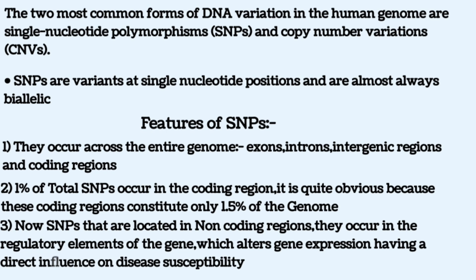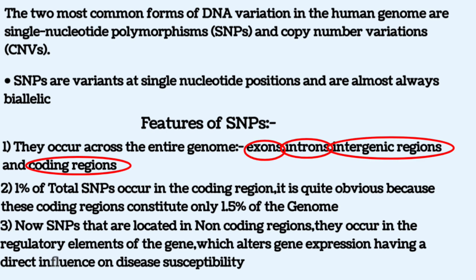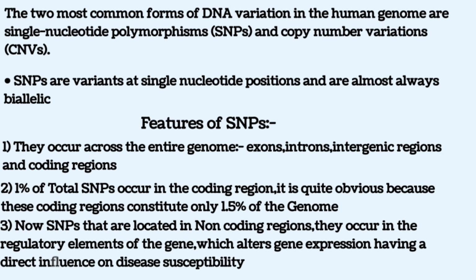Now let us study the features of SNPs. They occur across the entire genome, that is exons, introns, intergenic regions and coding regions. मतलब ये हर जगह मौजूद है. Now out of all the total SNPs, only 1% are present in the coding regions. It is quite obvious because coding regions constitute only 1.5% of the genome. So coding region खुद कम है तो उसमें total SNP कम होगा ही ना. It's logical.